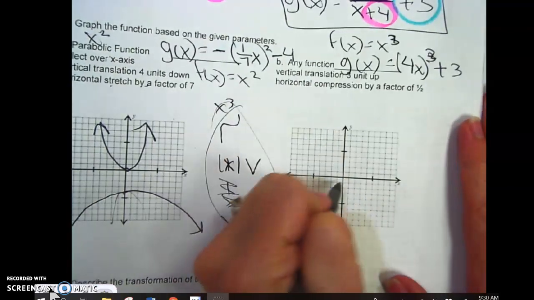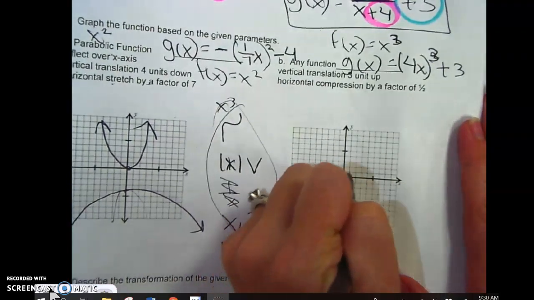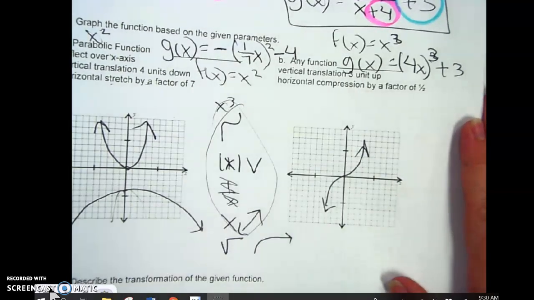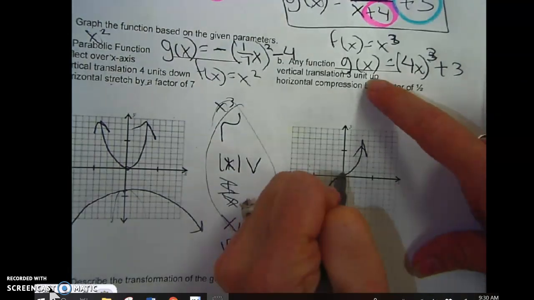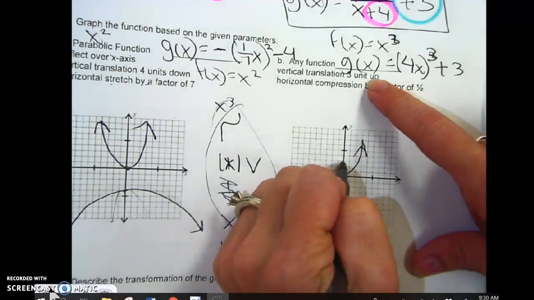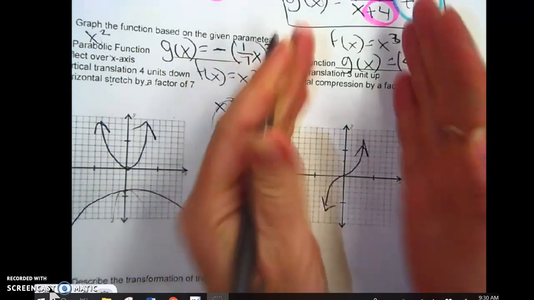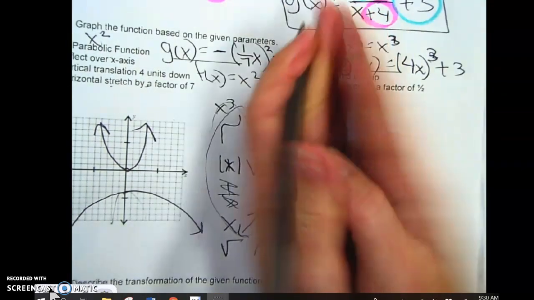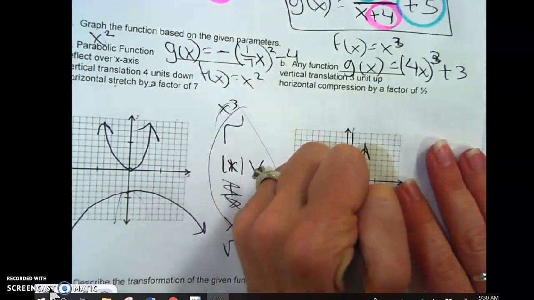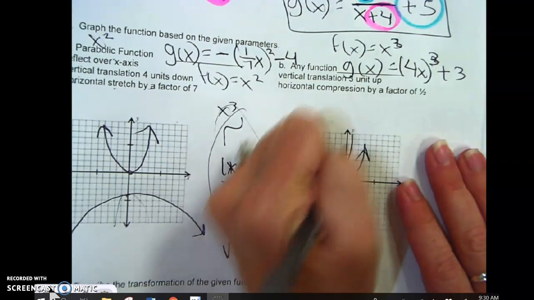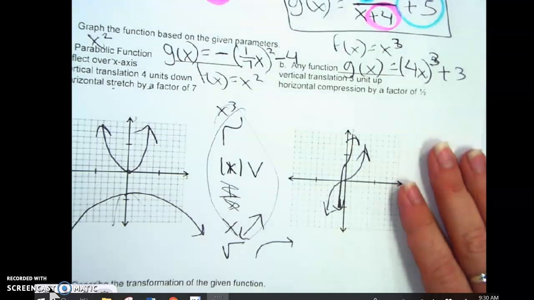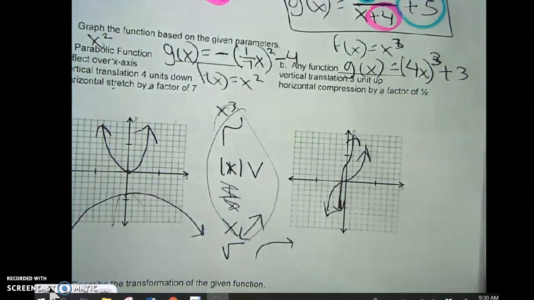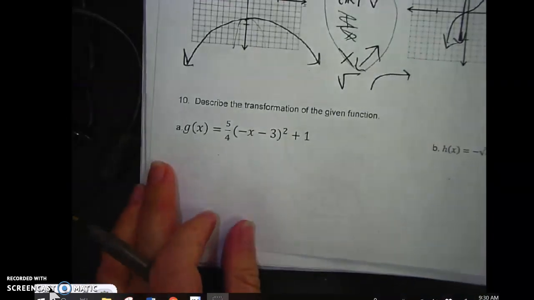All right, so graph my parent, squiggle. It's telling me to go 3 units up, 1, 2, 3. And then it's telling me to horizontally compress. So now I'm smushing it. So that means it's going to go. And I think you would agree that definitely looks skinnier. Okay. All right, describe the transformations.